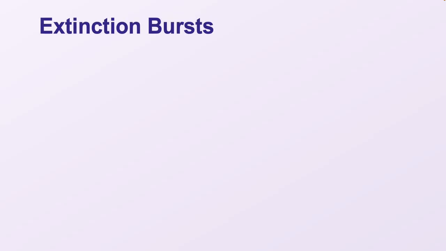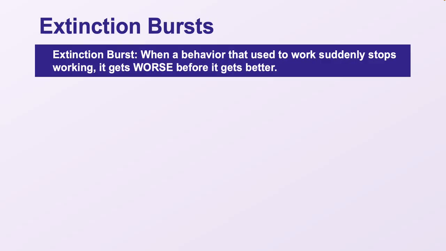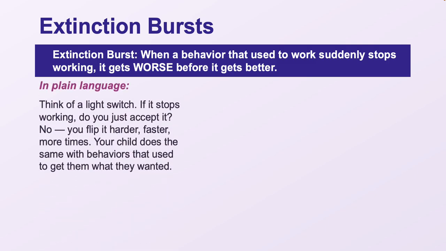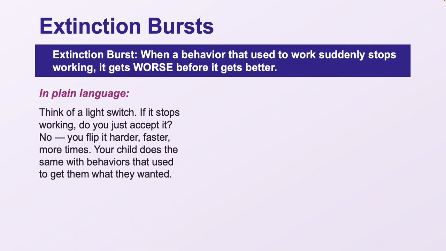One thing to keep note of, though, is this thing called an extinction burst. So when a behavior that used to work, so used to be reinforced, suddenly stops working, meaning it doesn't get the reinforcement anymore, the behavior tends to get worse before it gets better, right? So think of it like a light switch. If it stops working, do you just accept it? No, many times you flip it harder and you go up and down, up and down, up and down. And if the light still doesn't turn on, it eventually goes away.